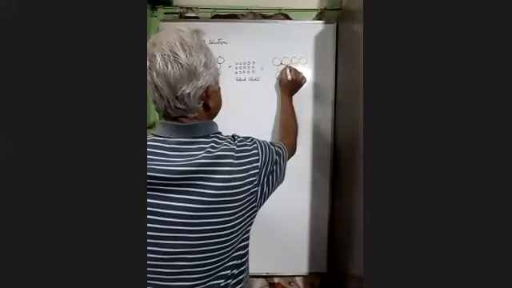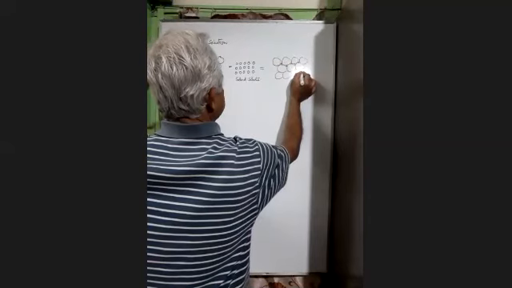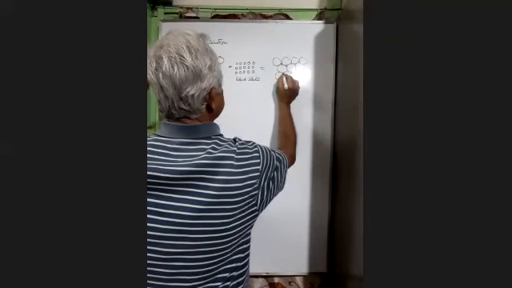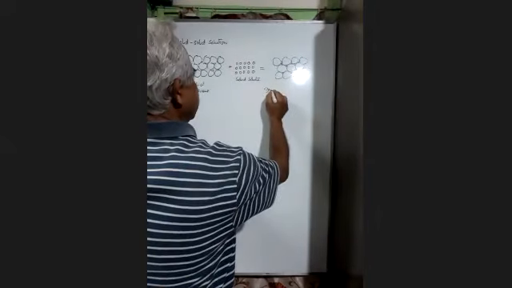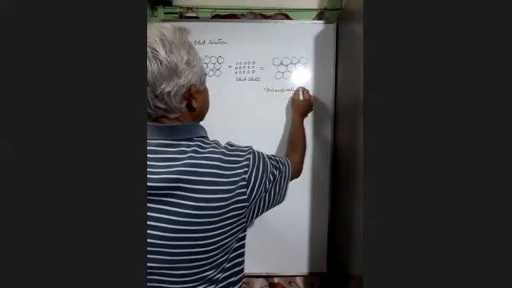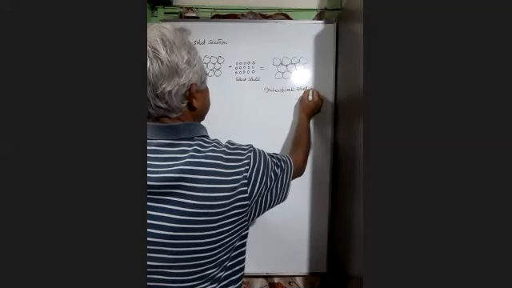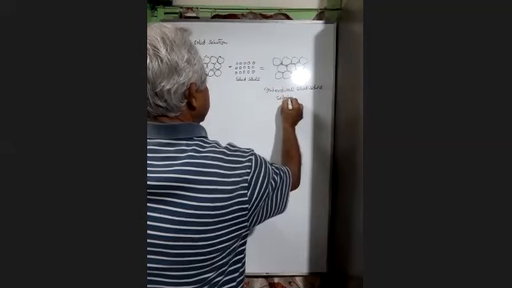So you'll find here these spaces are called interstitial spaces. This stable solution is known as an interstitial solid-solid solution.